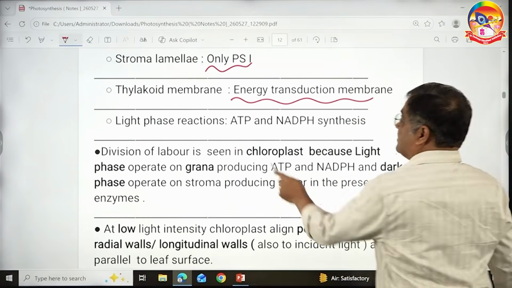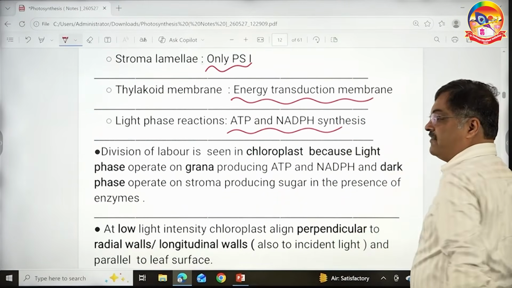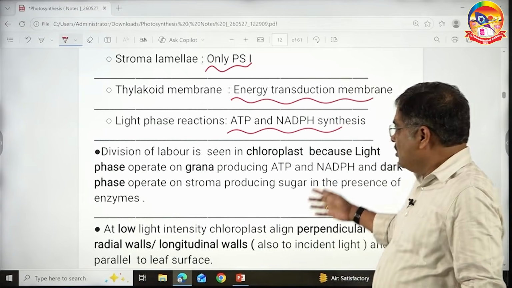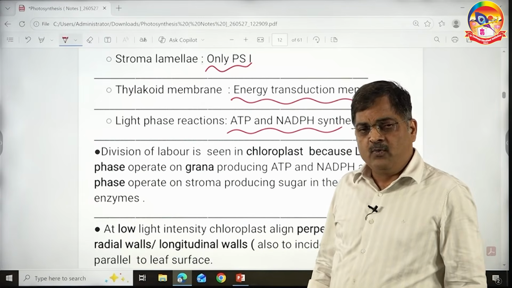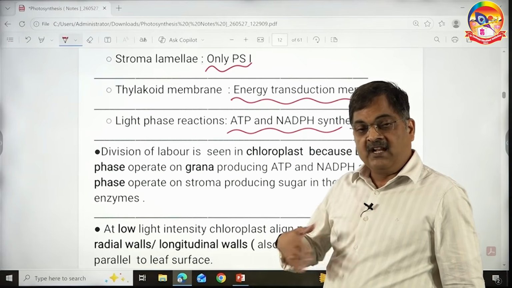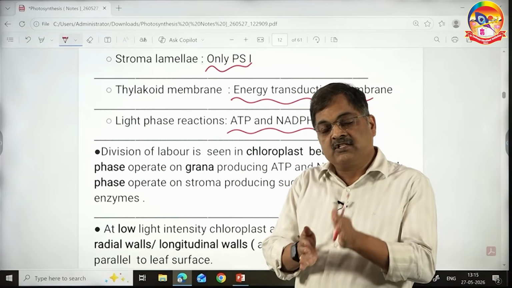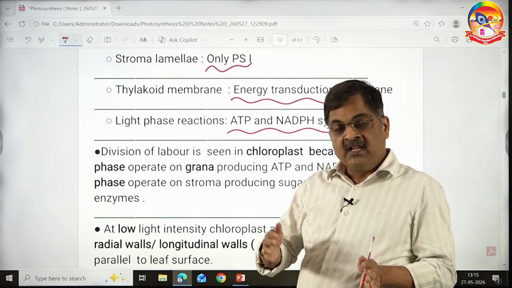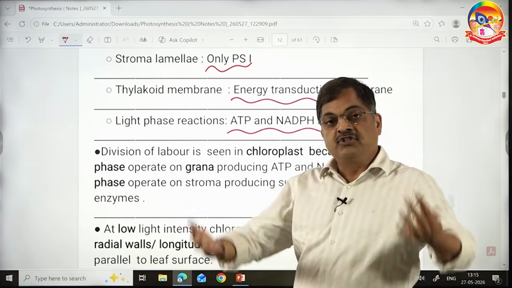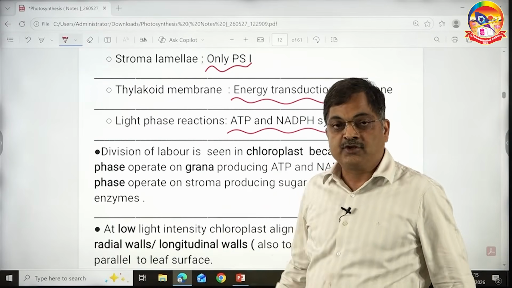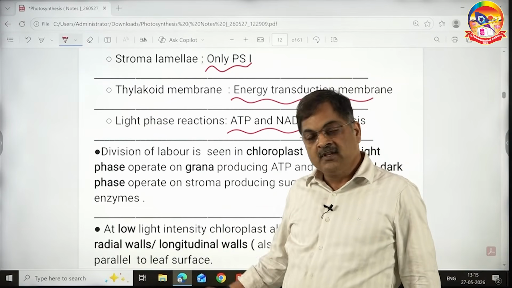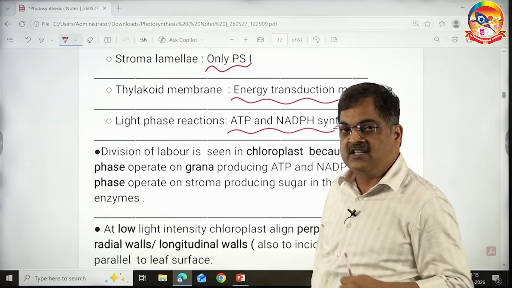What is the significance of light phase? There is a synthesis of ATP and NADPH2. Good question. There is a division of labor within the chloroplast, isn't it, children? Light phase helps in the synthesis of ATP and NADPH2, and the dark phase's job is to utilize this ATP and NADPH2 to synthesize glucose. So I'm going to give you two statements. Tell me which is correct.